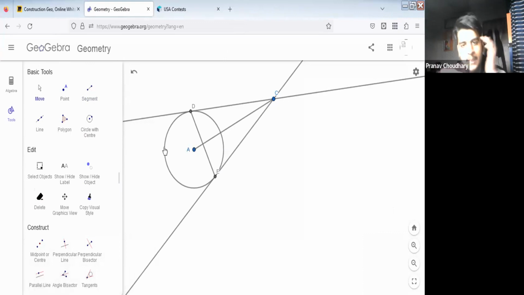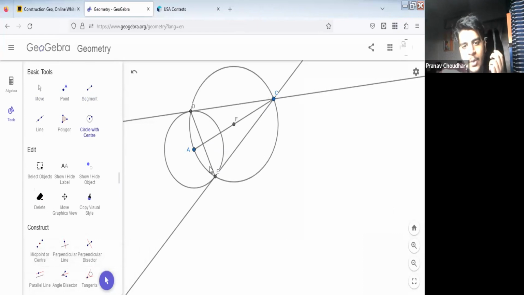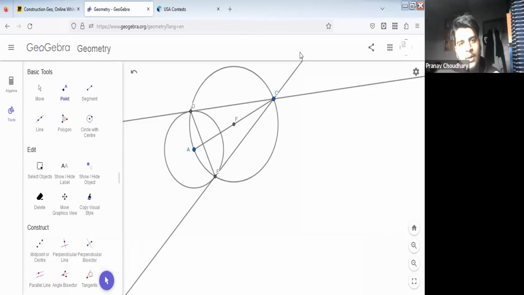Yeah. So now, if you can construct midpoints, then consider the midpoint of AC. Consider a circle with center F and radius A. You'll get the points D and E because ADCA is cyclic. And then you can construct the midpoint of DE, that will be the inverse. So we just basically need to see if we can construct midpoints or not.